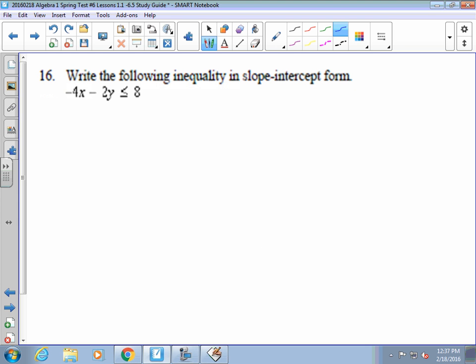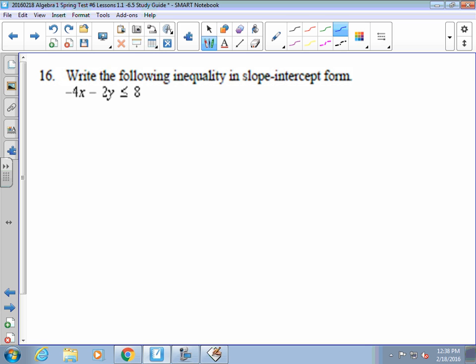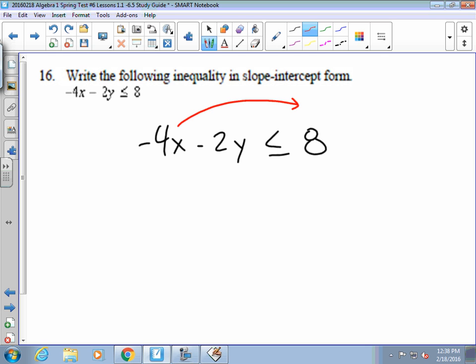Number 16 says write the following inequality in slope-intercept form. So all we're doing for number 16 is what we did for number 13. We're moving it into slope-intercept form. So I'm going to write it down here a little bit bigger. Negative 4x minus 2y is less than or equal to 8. You want to make y equals mx plus b. So the first thing you want to do is move negative 4x over. You do that by adding 4x to both sides.